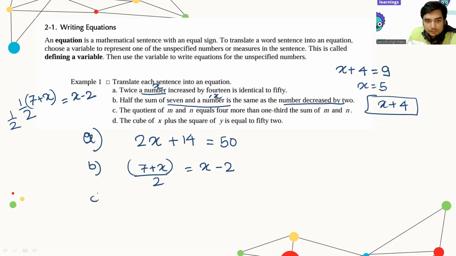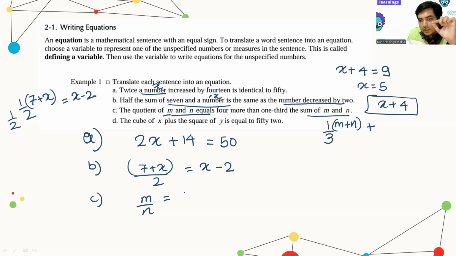Fine. Now, the quotient of M and N. Whenever quotient is written here, order is important. So it would be M divided by N is equal to 4 more than 1/3 the sum of M plus N. So the sum of M plus N would be M plus N, and then 1/3 of it would be 1 over 3. 4 more than, so plus 4. So M plus N divided by 3, plus 4. So this would be your equation.